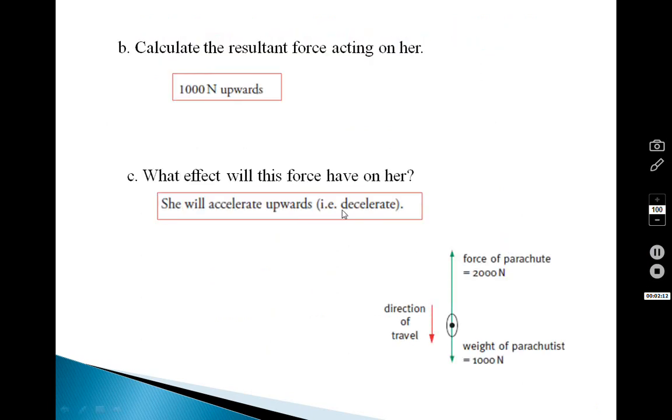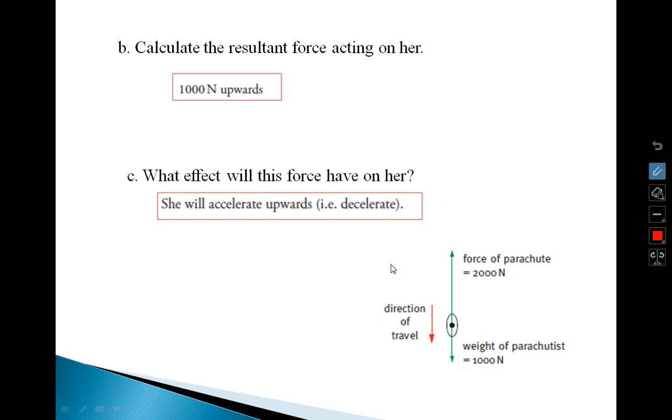On slide number 2, section B of this question: calculate the resultant force acting on her. So what is the total force acting on the parachutist? As we discussed before, there are two forces. F1 is the weight and F2 is the force of the parachute. F2 is equal to 2,000 pulling up, and the weight is equal to 1,000 acting downwards.